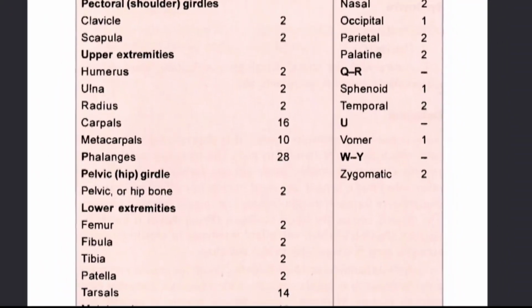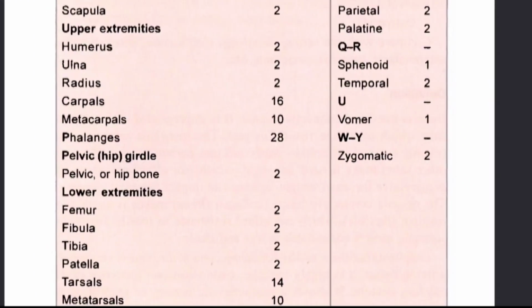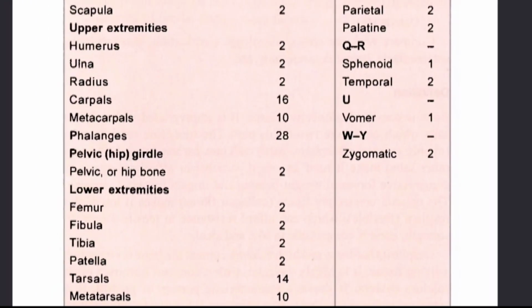The appendicular skeleton basically includes your periphery. What does it include? Your pectoral girdles and pelvic girdles. Pectoral girdle means the shoulder region and pelvic is the hip region. It includes the clavicle, scapula, and upper extremities like humerus, ulna, radius, carpals, metacarpals, phalanges. These are all the bones of your upper limb, the hand region.